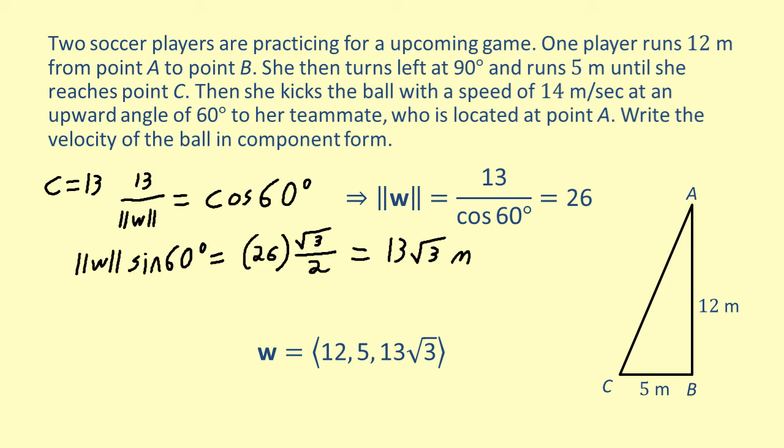Notice, though, that we found the magnitude of w to be 26, and we know the magnitude of v is 14 meters per second. This means we need to find a constant, k, so that the magnitude of w times k is equal to 14.